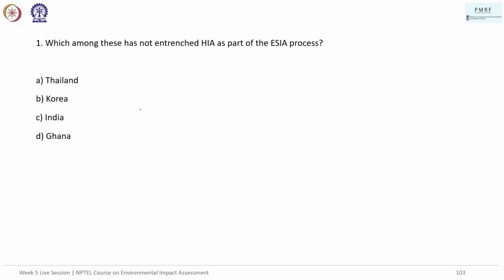Which among these has not entrenched HIA as part of the ESIA process? All right, we have one answer. And you are right, sir. The answer is India. Ma'am actually talks about it. There's no particular slide regarding this, but it talks about the list of countries that have HIA as part of the ESIA process. India has not really. It is taking a few initiatives according to a few publications online, but as of now, it has not entrenched it.